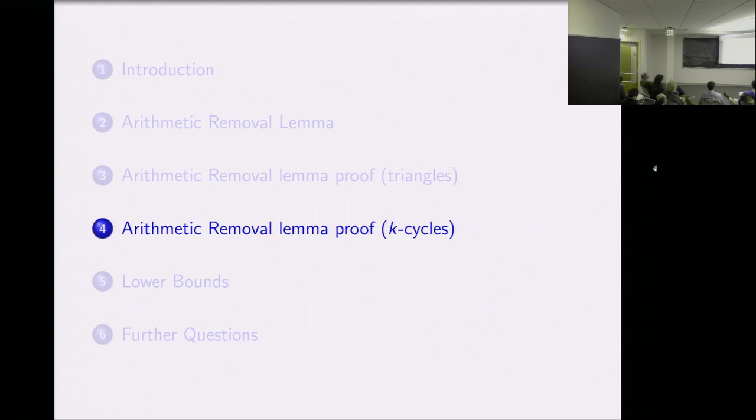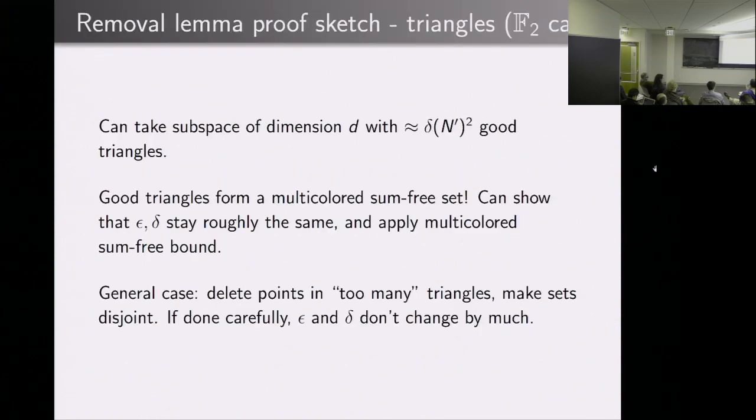Okay, so that's the basic idea of the proof for triangles. Can you give us a sense of how you get exactly the Dirac constants? You mentioned that your result actually matches previously known bounds. Yeah, but it's not exactly clear from this why you end up having that. So the previous bound is basically because the multicolored sum free bound is sharp.